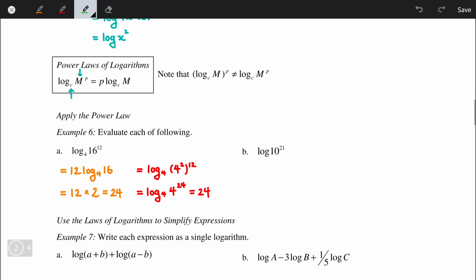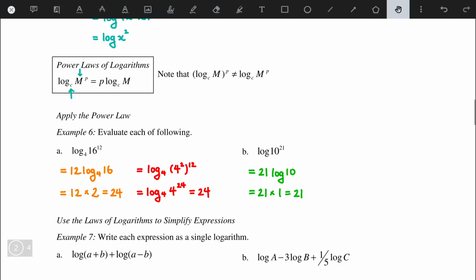Next example, very similar kind of idea. So here we're going to move the 21 in front of the logarithm. We have log 10. And of course, if the base is not written, then the base is 10. So log base 10 of 10 is just 1. So this is just going to be 21 times 1, which of course is 21. All right.